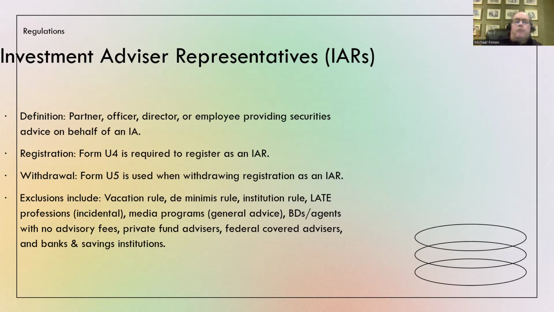The registration form for an IAR is U4. Same as an agent. U4 is what you register with to come in. U5 is what you register to come out.